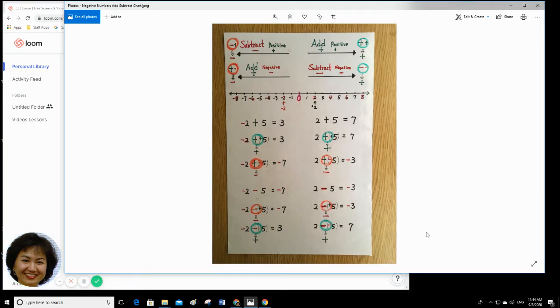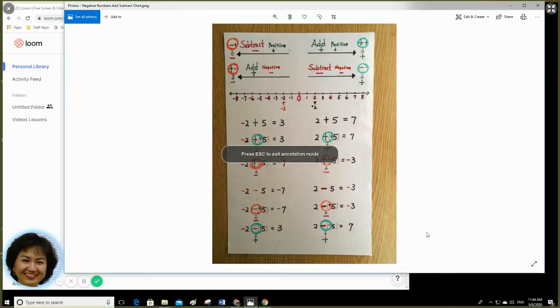Hello, we are going to talk about adding and subtracting negative numbers today. Here is an encode chart I made for you to show you how to do adding and subtracting negative numbers. When we do negative numbers, the most important thing is you just have to use this number line.